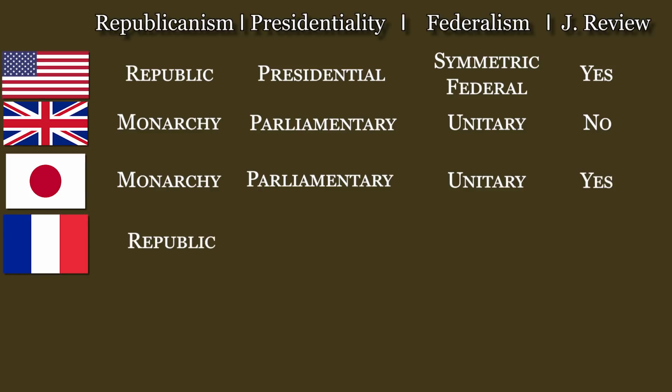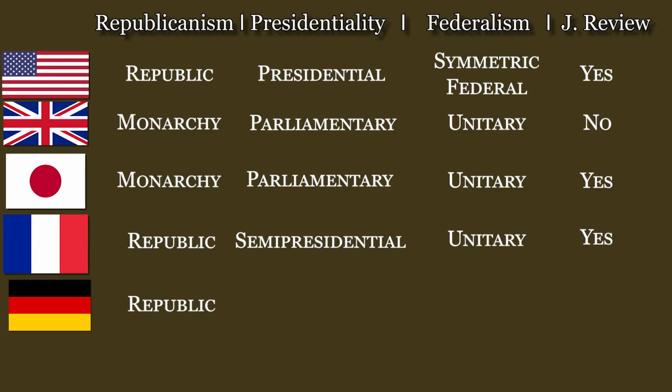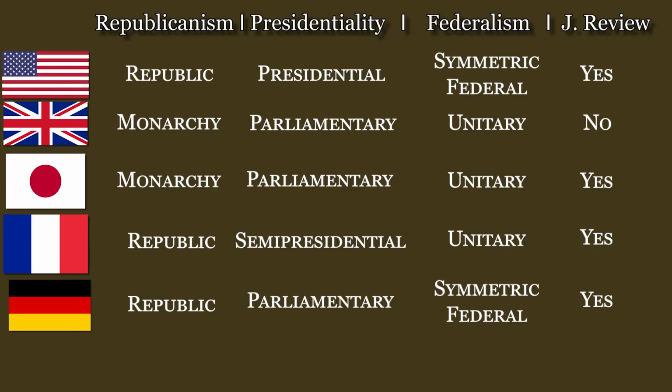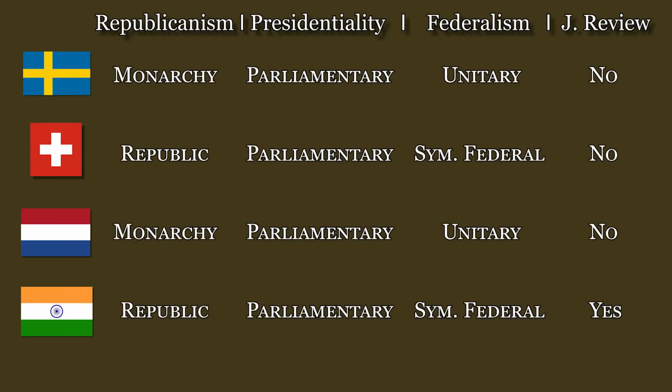France is a republic, semi-presidential, unitary, and since 2008 it has judicial review. Germany is a republic, parliamentary, symmetrically federal, and the Supreme Court has judicial review. And there are some more examples for you right there on screen.